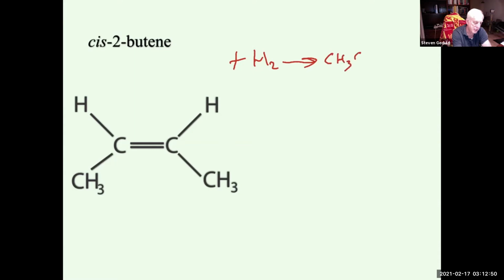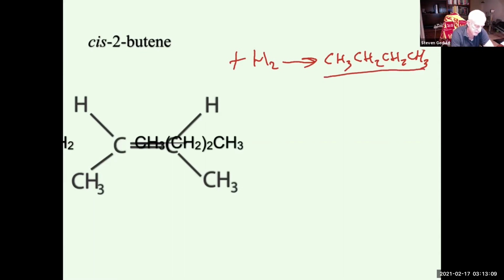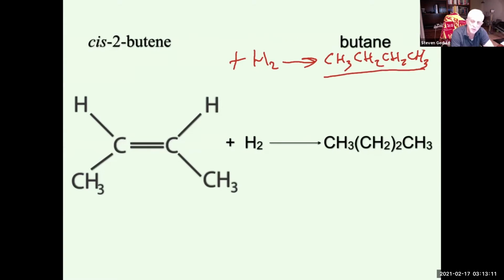CH3, then you got CH2 because I added a hydrogen, CH2, CH3. So what's the product? What's the name of this thing? Yeah, butane, perfect. Okay, and it becomes butane.